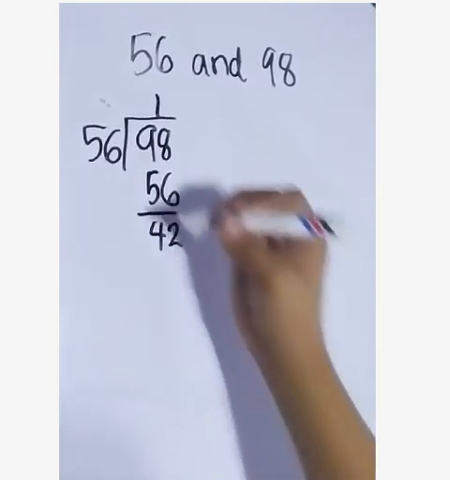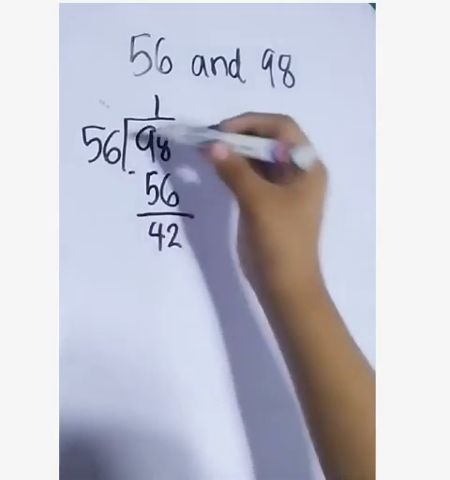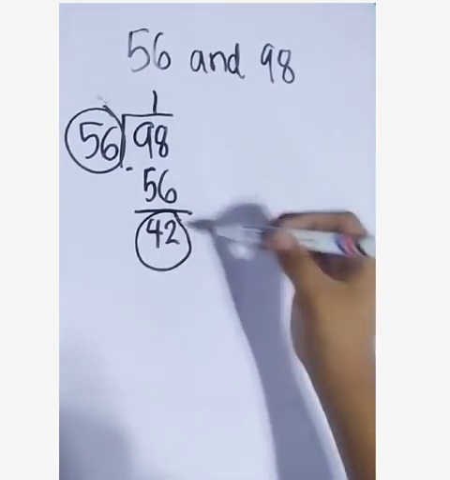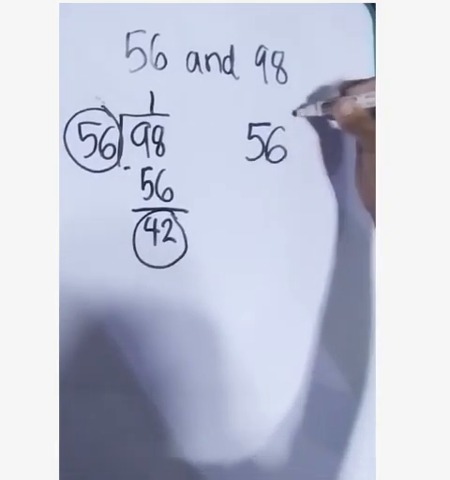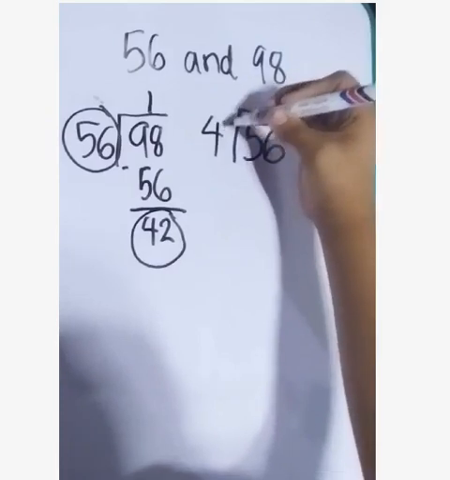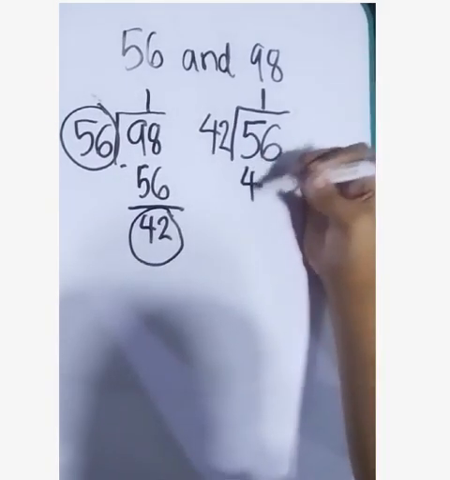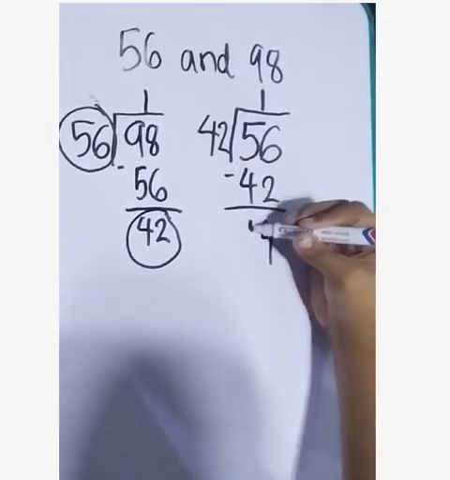The second step is to divide the lower number of the earlier divisor with the remainder. That means the dividend will be the lower number and the divisor would be the recent remainder. For instance, we will have 56 divided by 42. The answer will be 1, and 1 times 42 is 42. 56 minus 42 is 14.